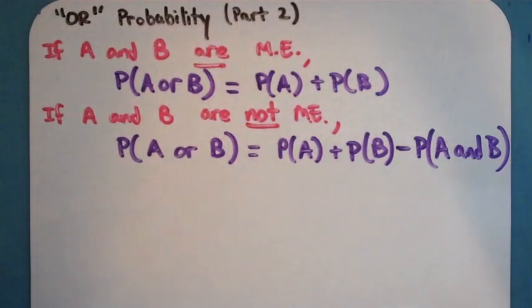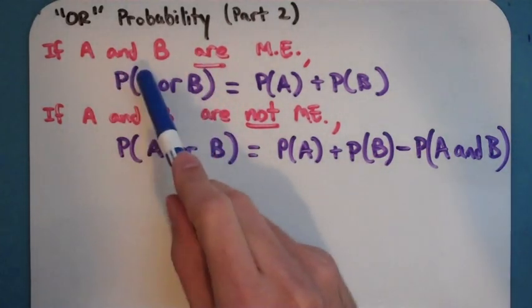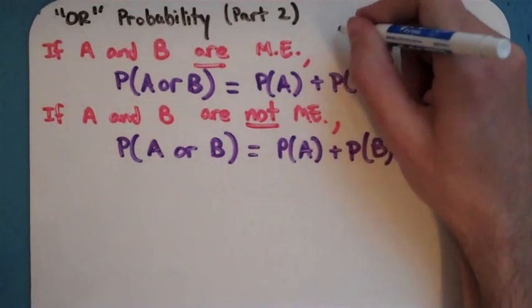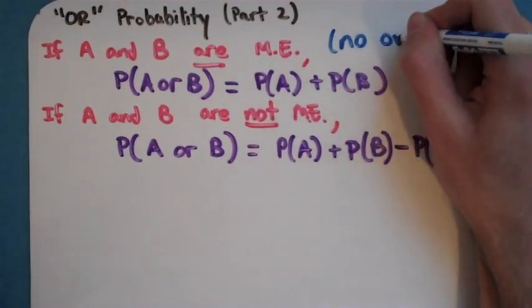So now that we've defined what it means to be mutually exclusive, I can give you guys a formula for finding an OR probability. Again, OR is the probability of one thing or the other happening. So the formula actually depends on whether or not the events are mutually exclusive. So what that means when you're doing OR probability, you always have to ask yourself, is there any overlap?